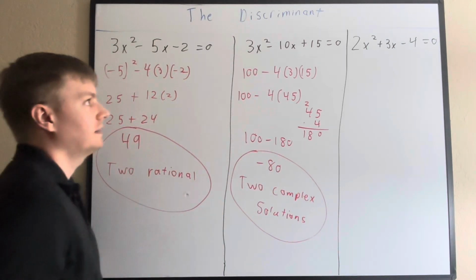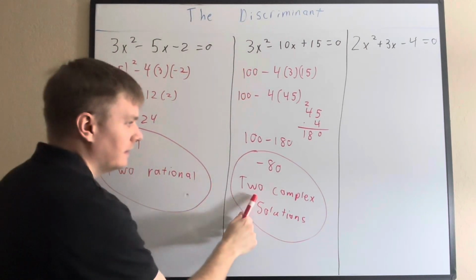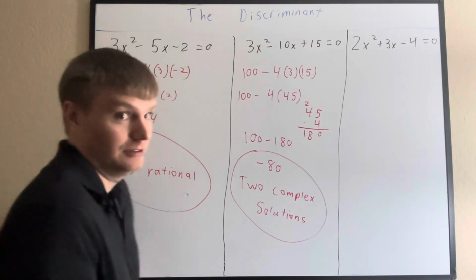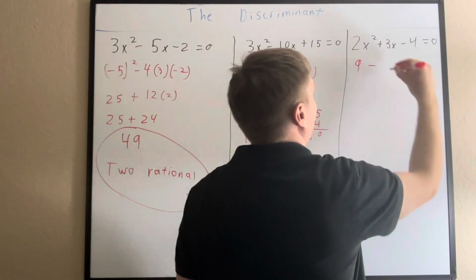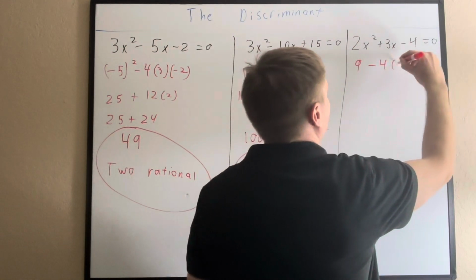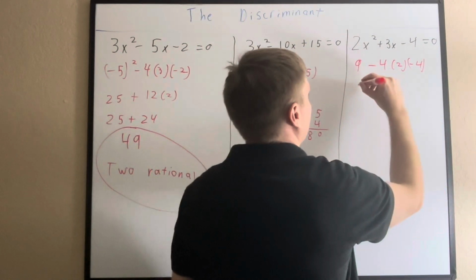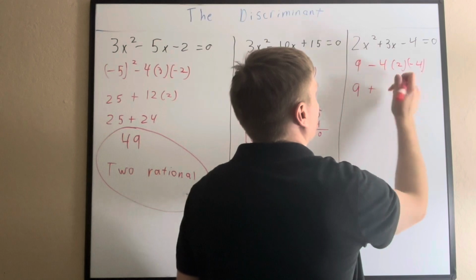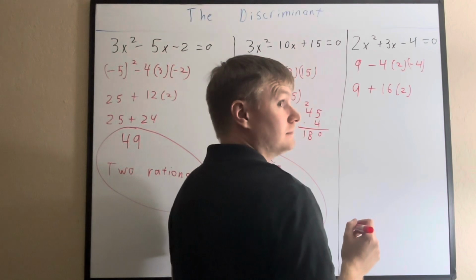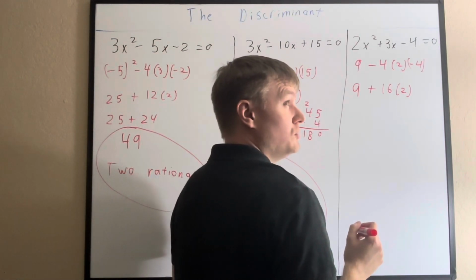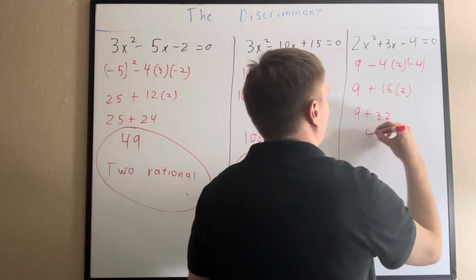All right, one more just for practice. I mean, we've done an example of the 0, the perfect square, and the negative discriminant. What do you think this last one's going to be? b squared, 9 minus 4 times a times c. Don't forget the negative. So that becomes positive, right? 9 plus 4 times 4 is 16 times 2, 32. Yeah, 32. So 9 plus 32 is 41.